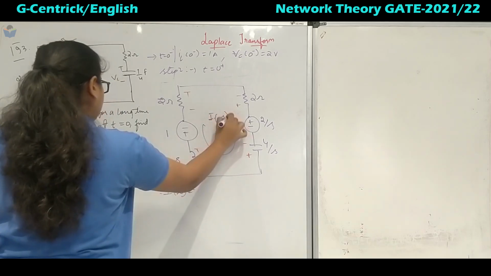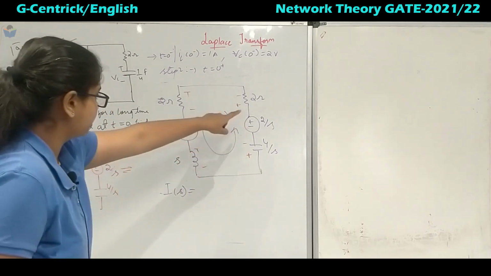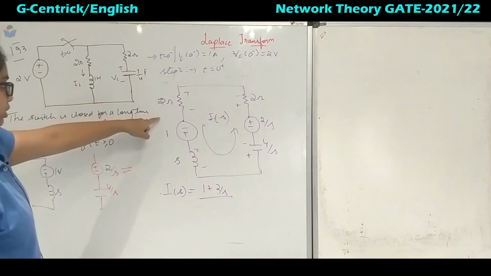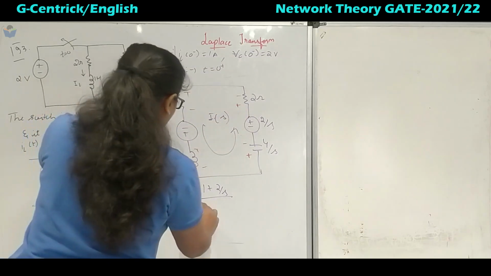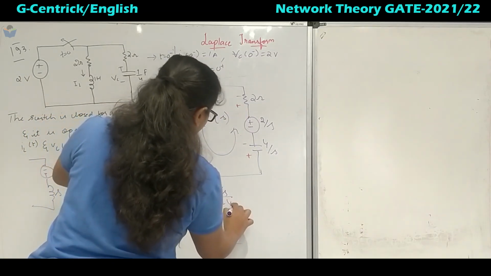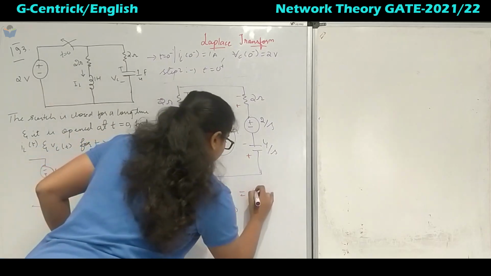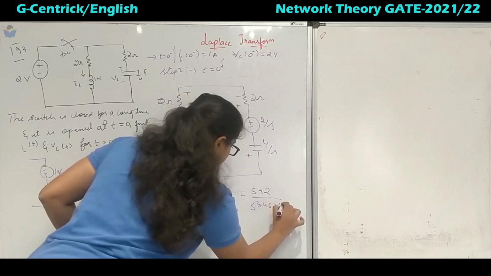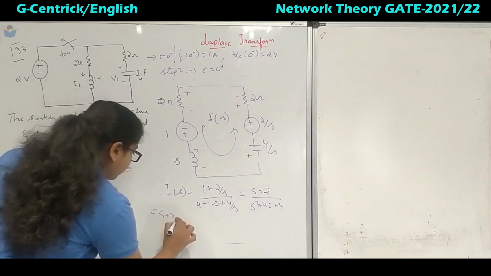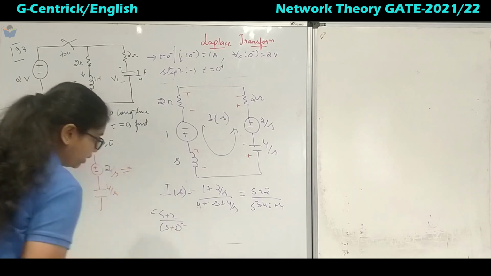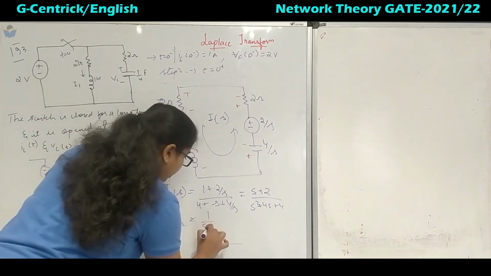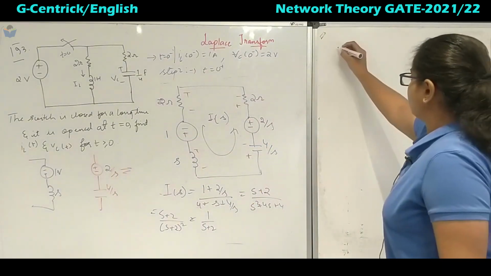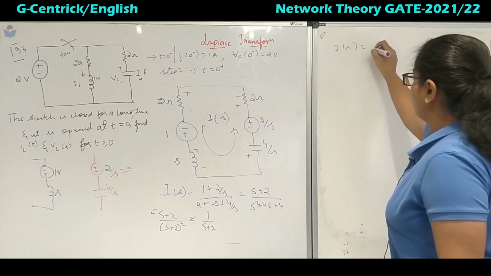we will take I of S. So I of S is nothing but plus 1 plus 2S, 2 over S divided by the total. So 2 plus 2 is 4, we have 4 plus S plus 4 by S. So we will take the LCM, S plus 2 divided by S square plus 4S plus 4, and you can simplify this as S plus 2 whole square. So it equals 1 over S plus 2. So I of S is 1 over S plus 2.